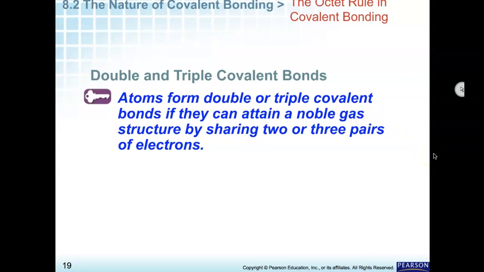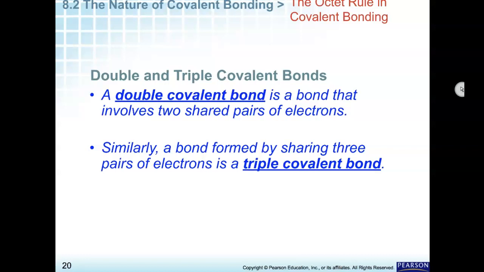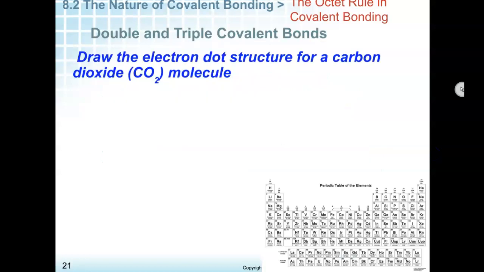When you're looking at double and triple covalent bonds, they'll form these in order to attain a noble gas structure. And they'll share 2 or 3 pairs of electrons. If you're sharing 1 pair of electrons, that's a single covalent bond. 2 pair, double, 3 pair, triple covalent bond. And here's your definitions for that.